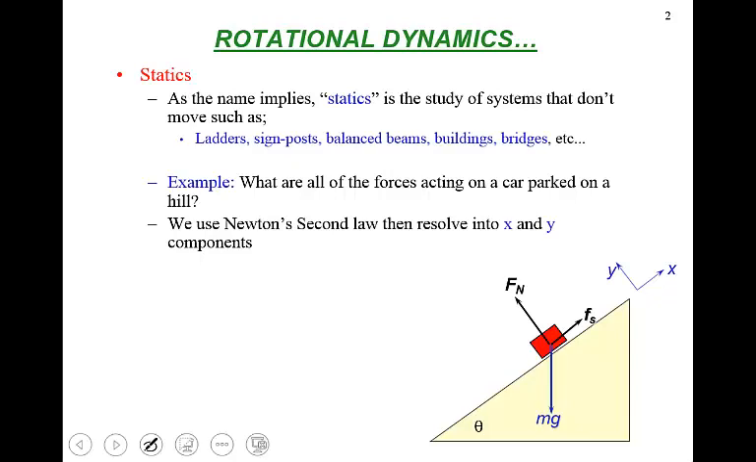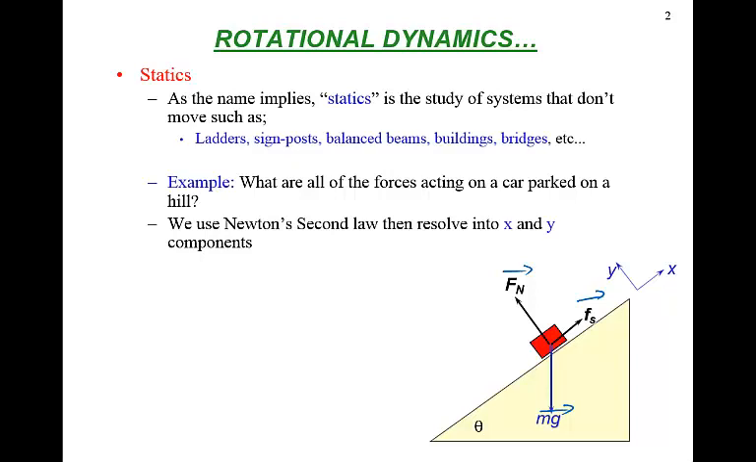Not too long ago, when we talked about Newton's laws, let's say I have a block like this one, or a car parked on an inclined plane, and it's not moving. It means it's in static equilibrium. The obvious forces acting on the object are mg, the normal force, and the friction force. How did we solve questions similar to this one?